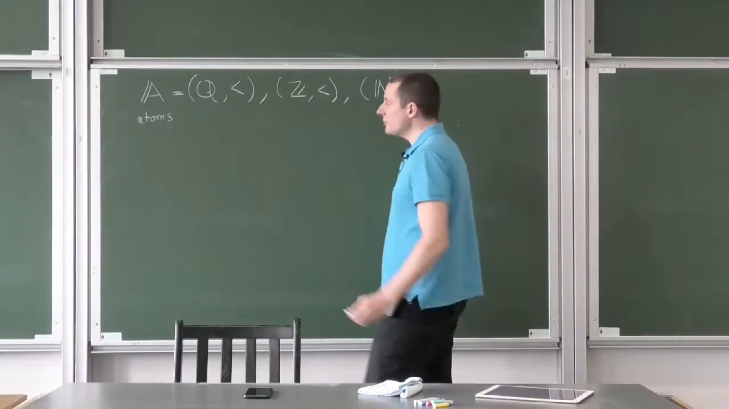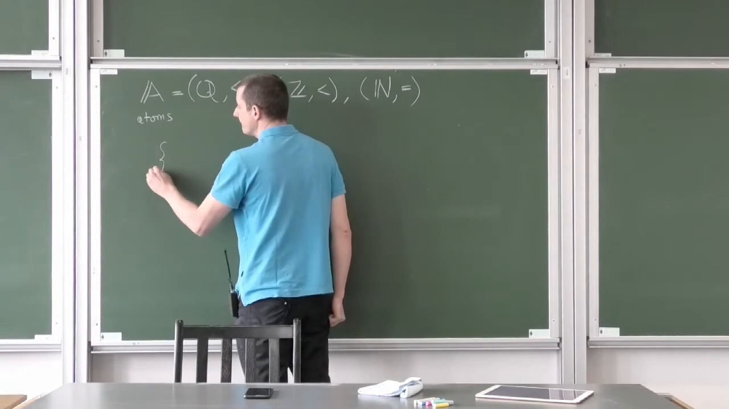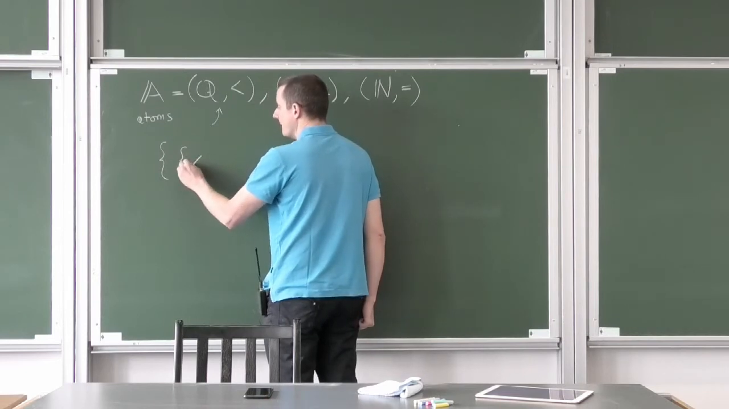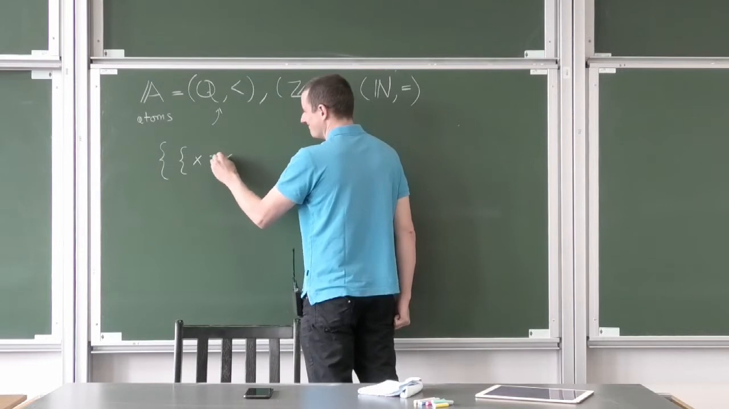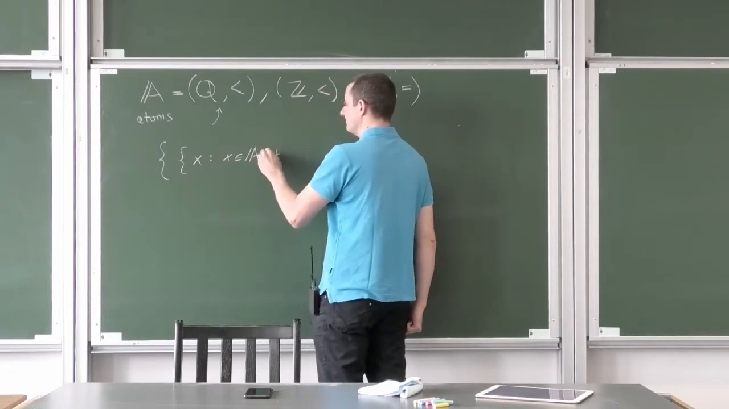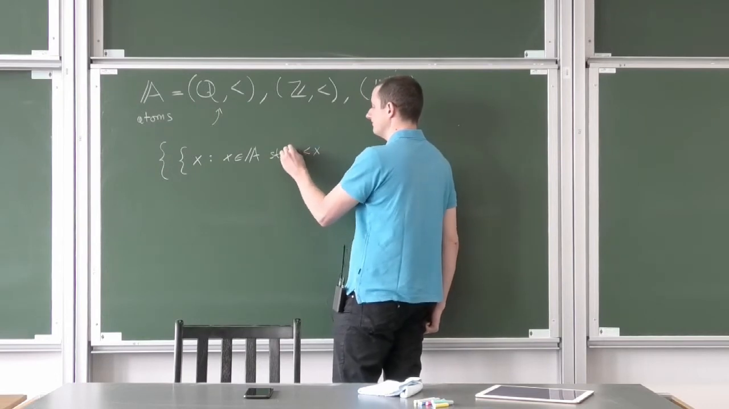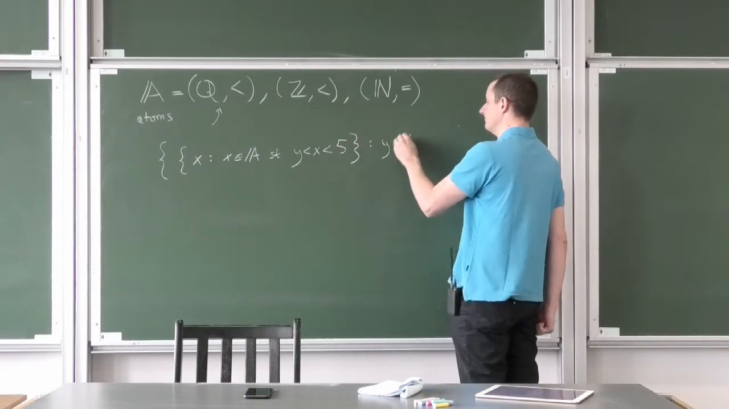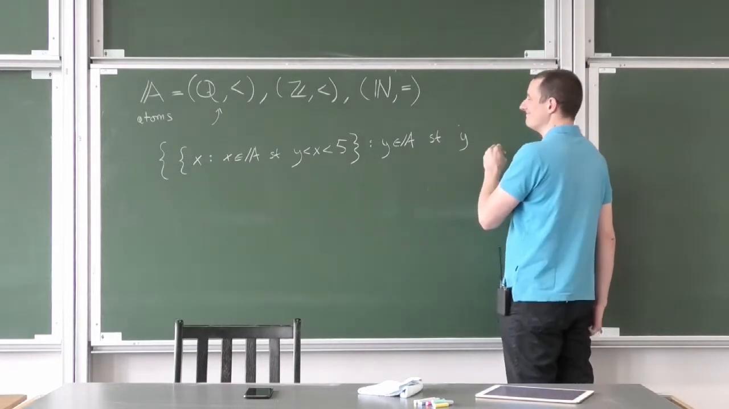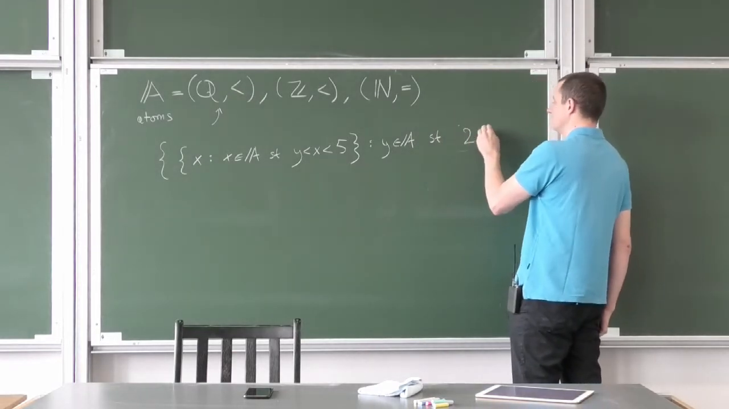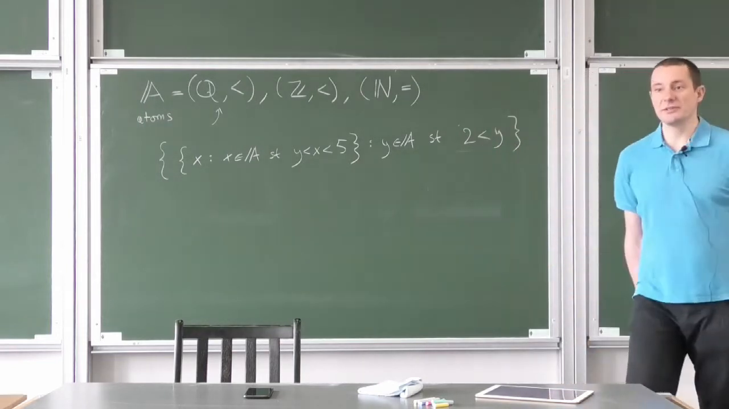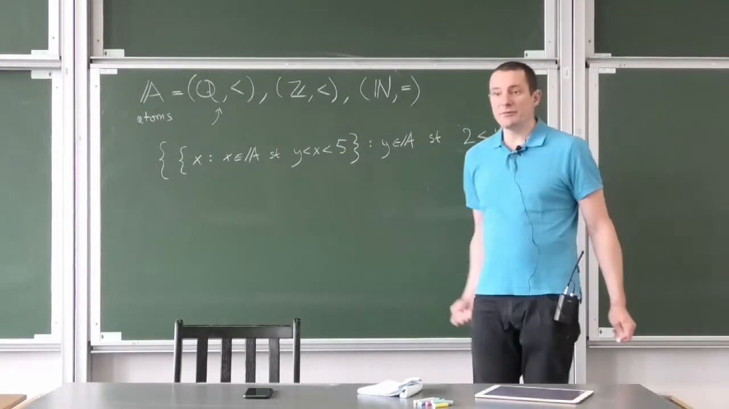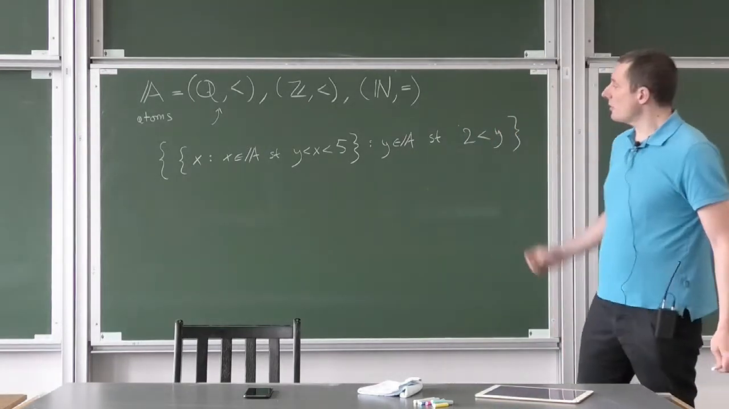So we started with that, and then we could build sets like, for example, for these atoms, you take all intervals. So you could build sets like this. This is supposed to be all open intervals that go from some y up to 5 and where y is at least 2. So this would be called a set builder expression.